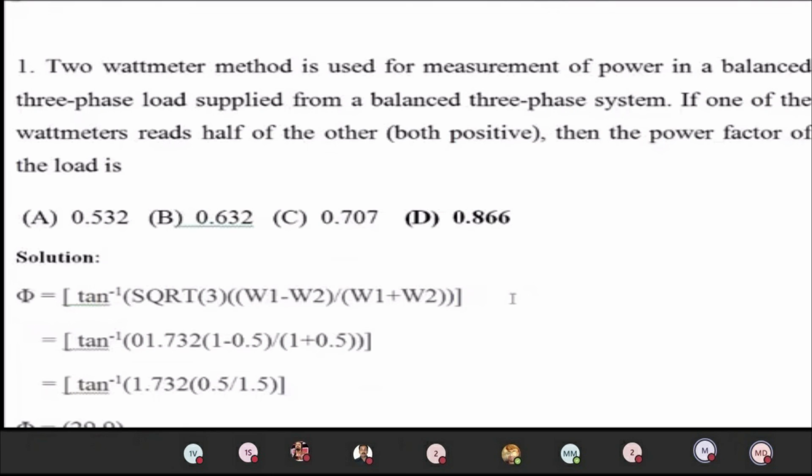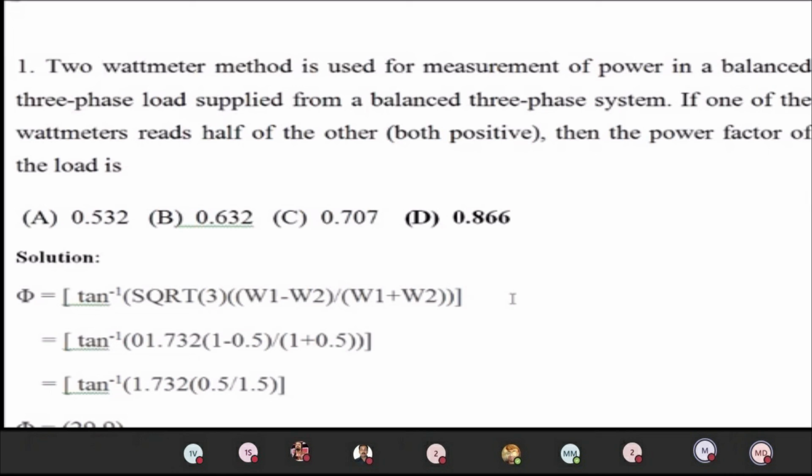Okay, just note down the question, we can try to solve. Two wattmeter method is used for measurement of power in a balanced 3-phase load supplied from a balanced 3-phase system. If one of the wattmeters reads half of the other, within bracket it has been given as positive, so no negative values are there, then the power factor of the load is.